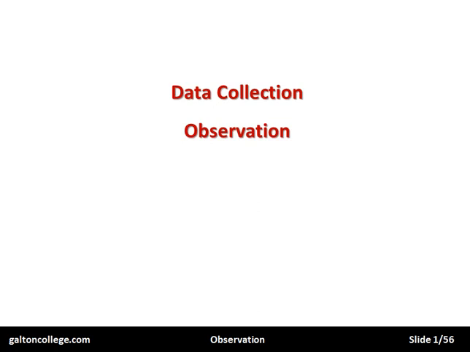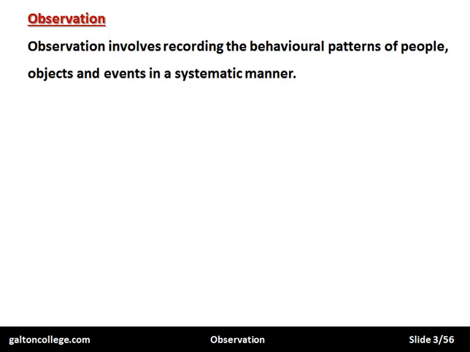We're now going to concern ourselves with data collection and more specifically with observation. Observation involves recording the behavioural patterns of people, objects and events in a systematic manner. In fact, observation is a primary source of data. It's making direct observations. It's looking at events directly, an observer looking at the event and recording systematically and honestly what is being seen.